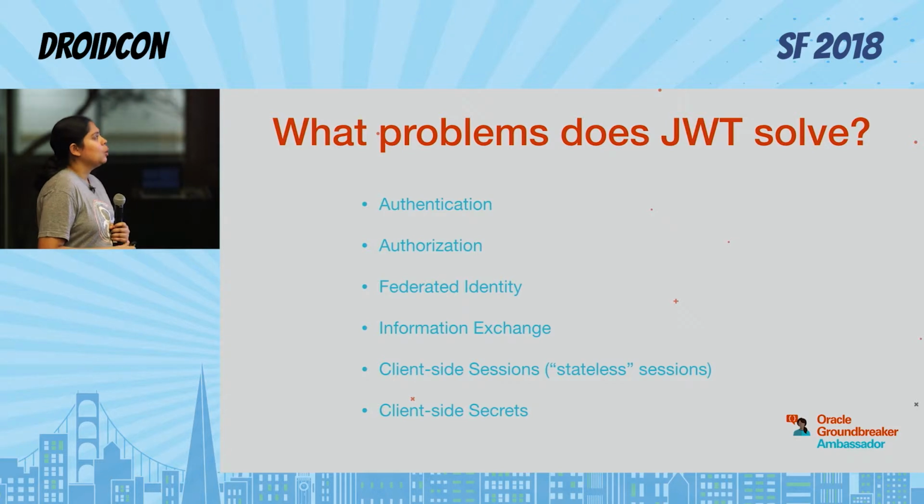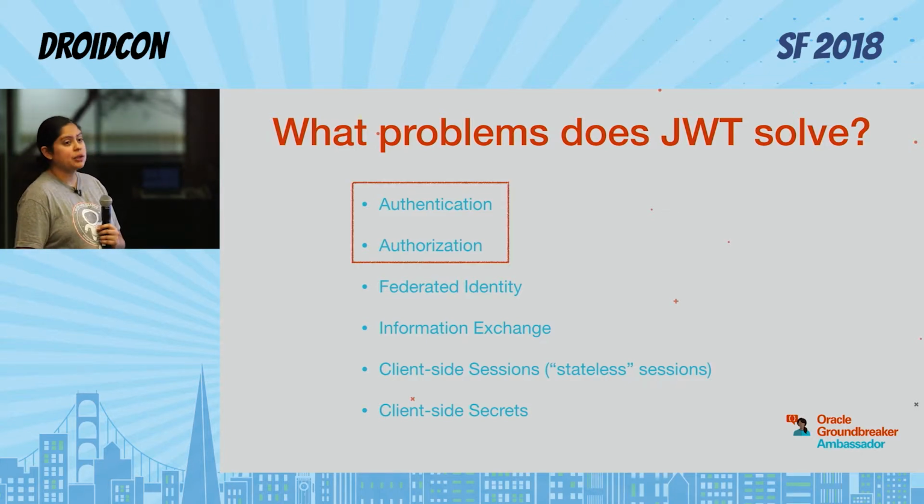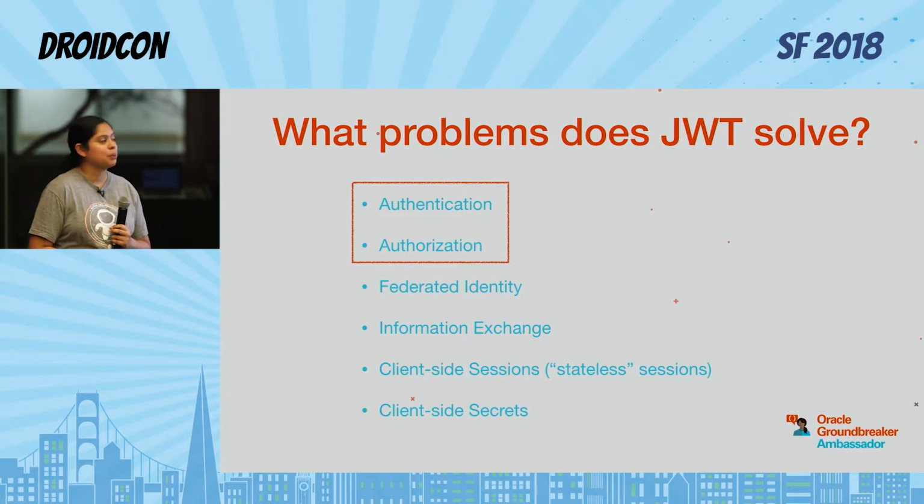So with JWT, we can solve many problems. One of them is authentication and authorization. We can create federated identity. We can make in-depth information exchange between two parties. We can manage the client-side session. This is stateless, meaning they are not saving a state. So that works for when anyone can modify the cookies in my system, for example, or for having client-side secrets. But in this case, we are talking about JWT as a way to solve the authentication and authorization process.